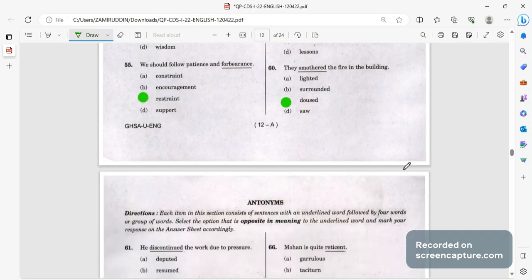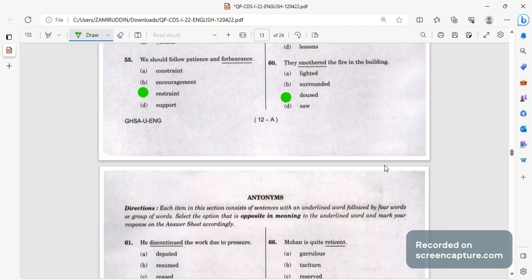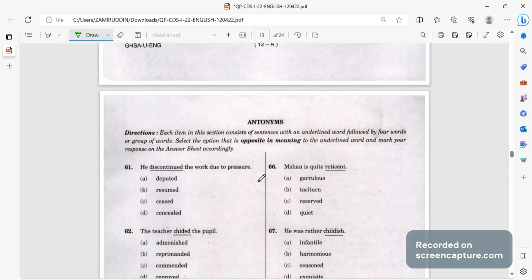Then antonym, if you look at some of the antonyms, antonym is the words which have the different meaning from the word which is being highlighted, uska opposite meaning. Now here, he discontinued, he resumed. Discontinued, break लेना, resume मतलब continue करते रहना. Resumed the work due to pressure.